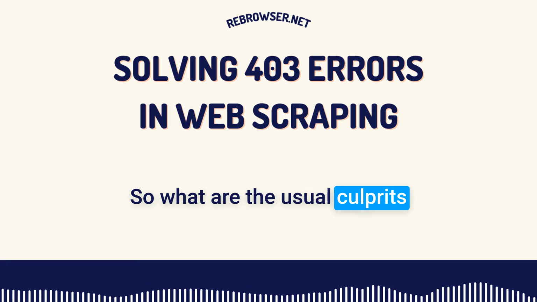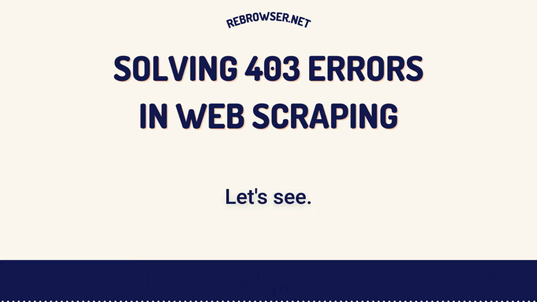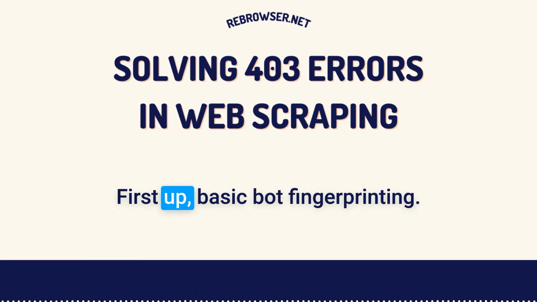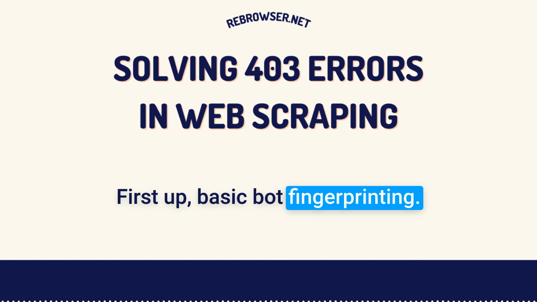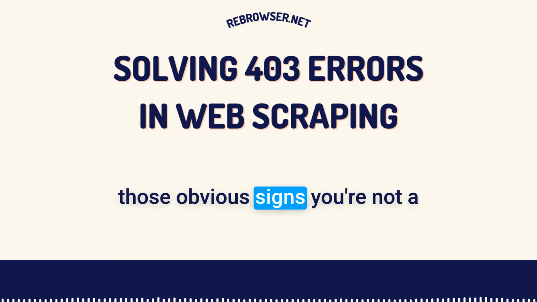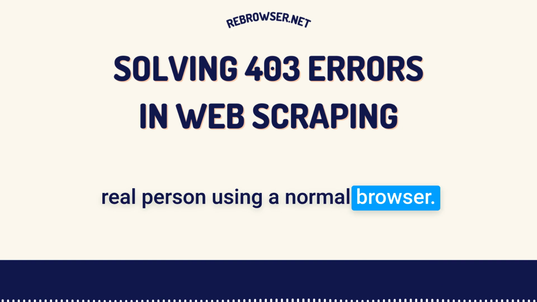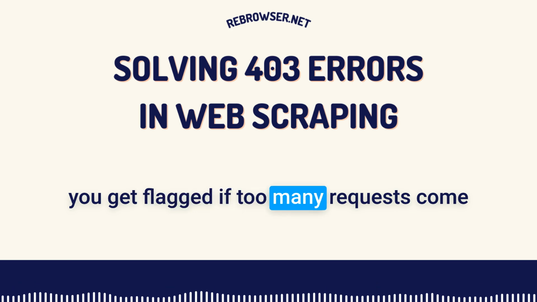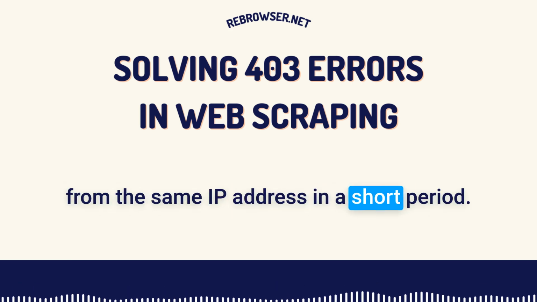So what are the usual culprits that trigger these 403s? Let's see. The guide breaks it down into a few key things. First up, basic bot fingerprinting. This is where the site looks for those obvious signs you're not a real person using a normal browser. Then there's IP-based rate limiting, where you get flagged if too many requests come from the same IP address in a short period. Makes sense.